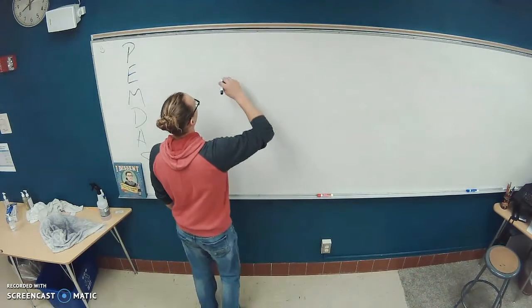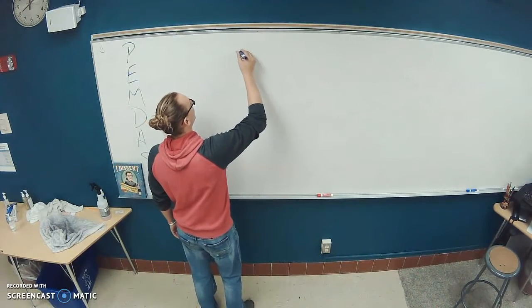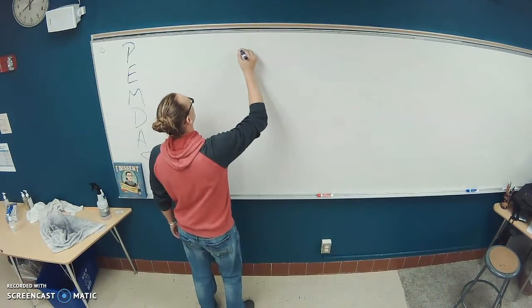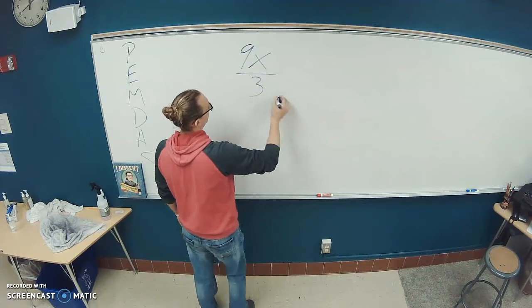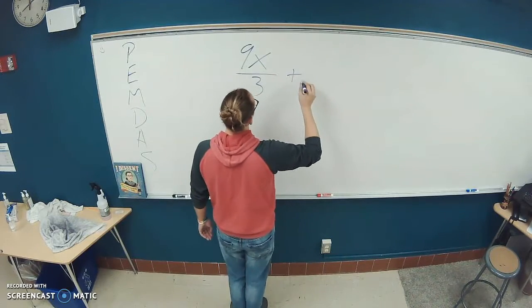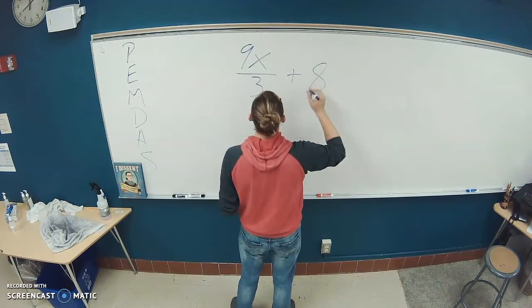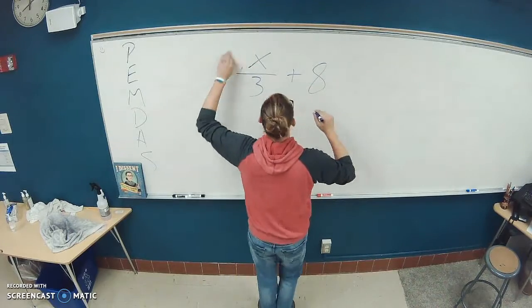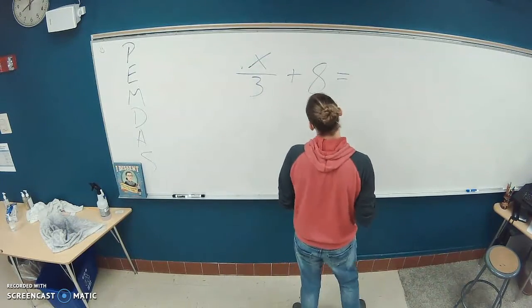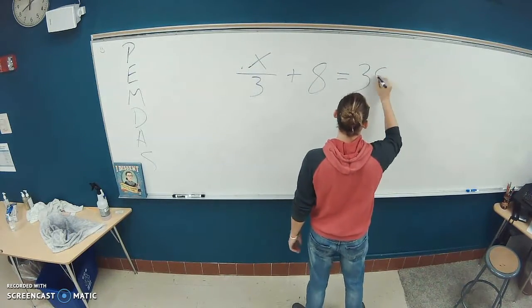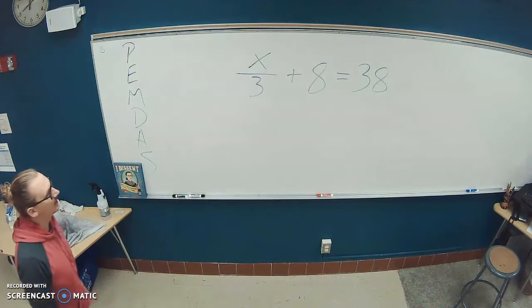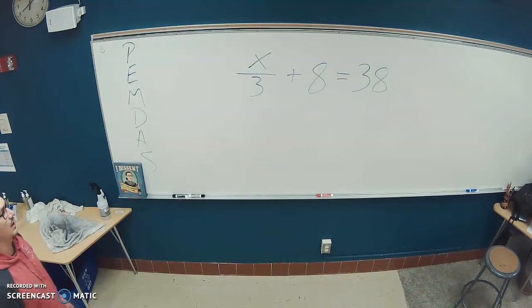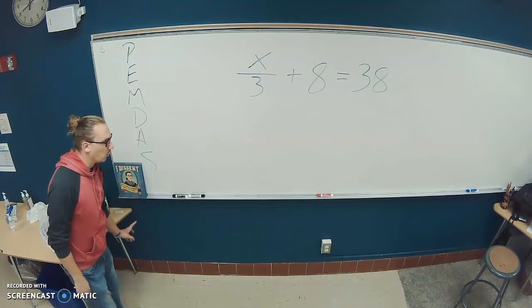So let's go with like, oh, that was stupid. Let's do that. Let's do like x over 3 plus 8 equals 38. Okay. So x divided by 3 plus 8 equals 38. Okay. Good for that. Working our way back up.